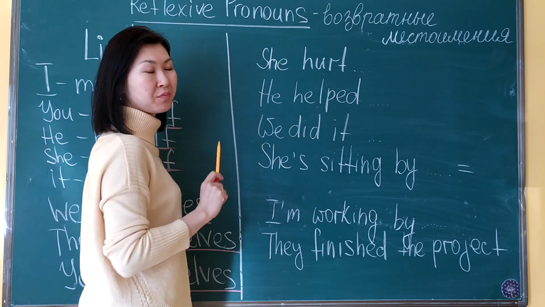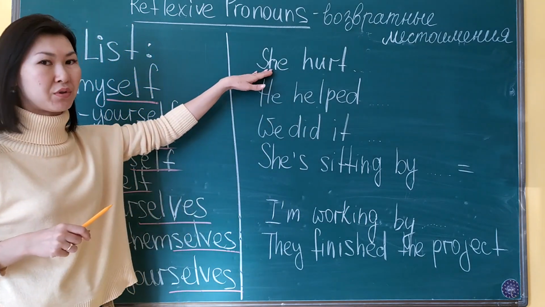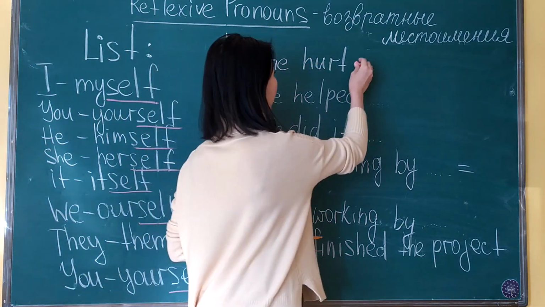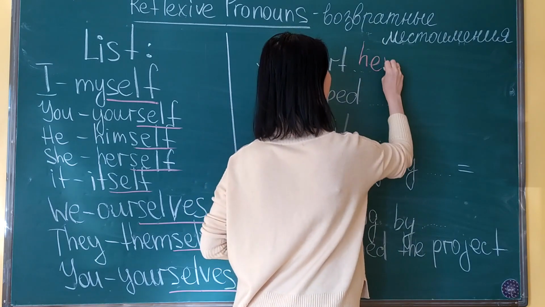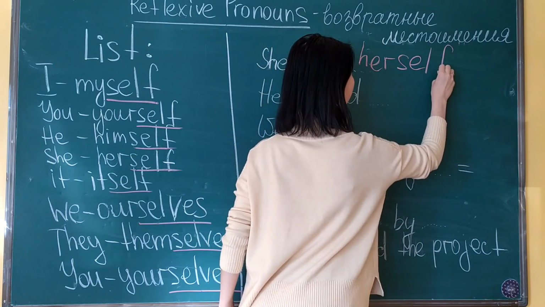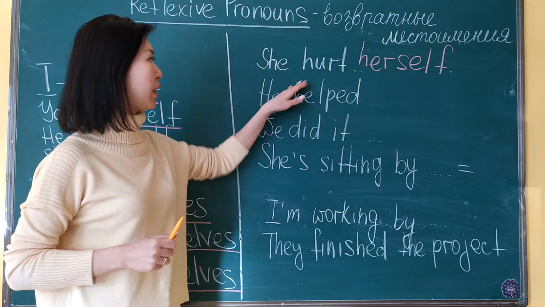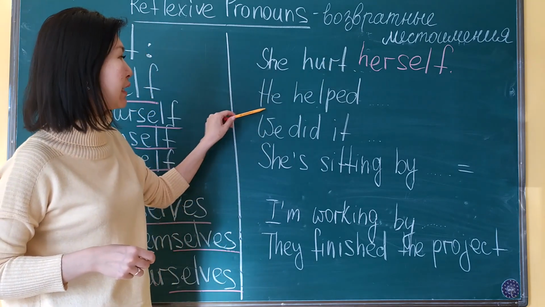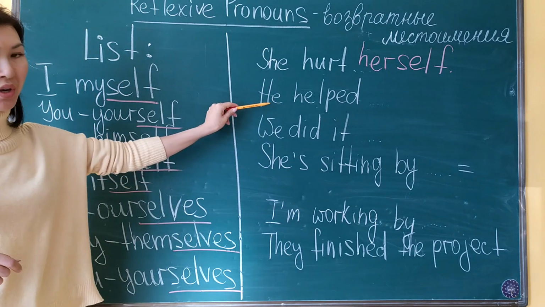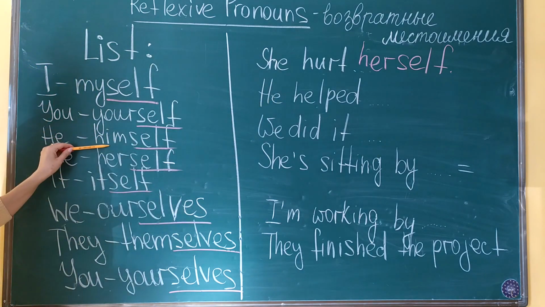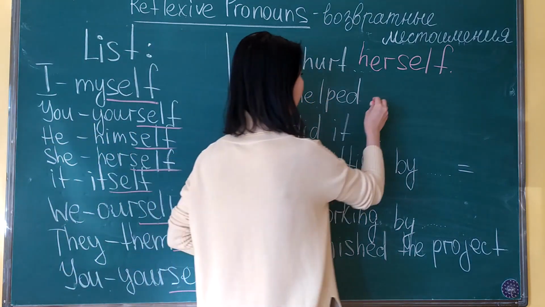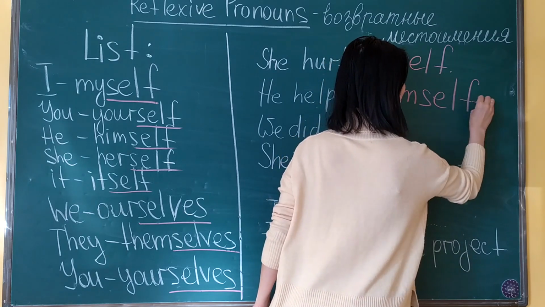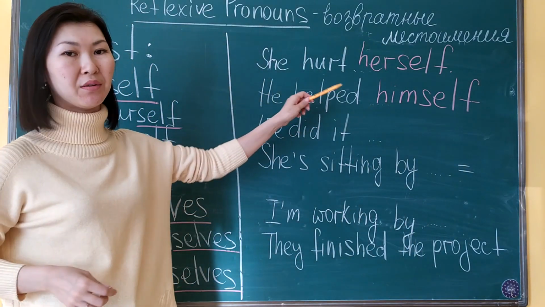She hurt. So, and the reflexive pronoun for she is herself. She hurt herself. Okay, nobody hurt her. She hurt herself. The next sentence is he helped. A reflexive pronoun for he is himself. He helped himself. Nobody helped him, he helped himself.